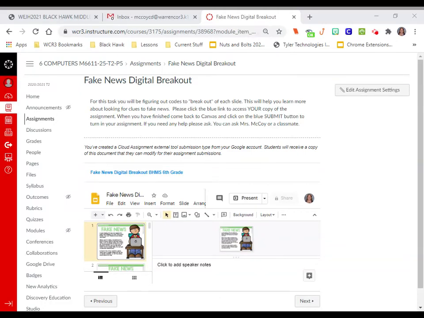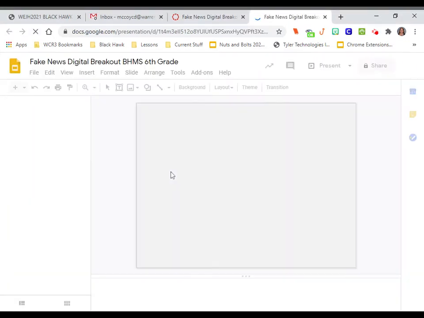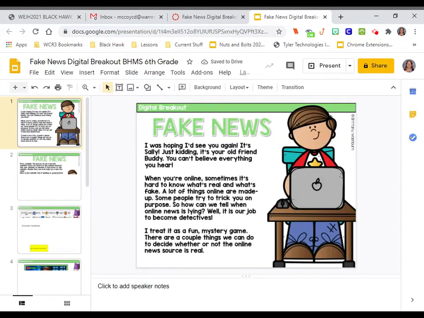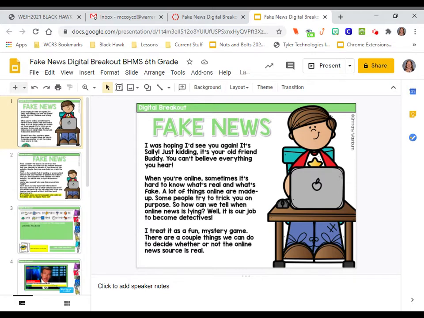Okay, sixth grade, I am going to help you out here with the fake news digital breakout. This assignment consists of several slides, and in those slides, you are figuring out some codes.